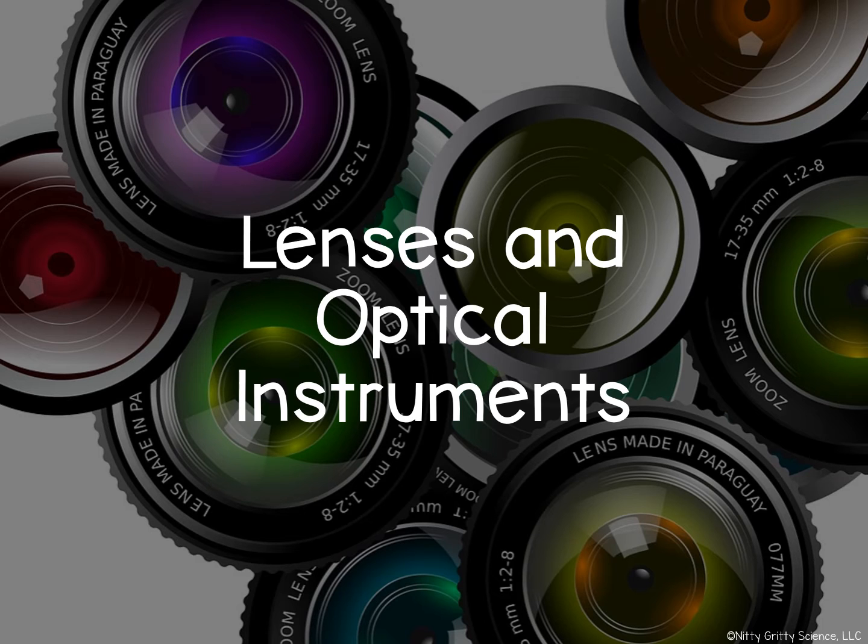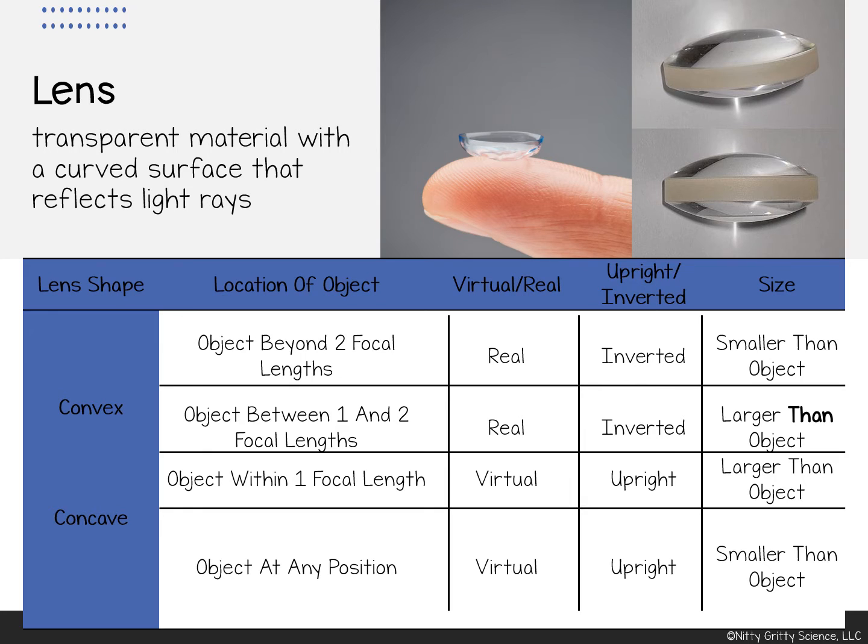Lenses and optical instruments. Can you think what your eyes have in common with microscopes, telescopes, or cameras? Each of these things contain at least one lens. A lens is a transparent material with at least one curved surface that causes light rays to bend or refract as they pass through. Depending on the shape of the lens will depend on the image that the lens forms.